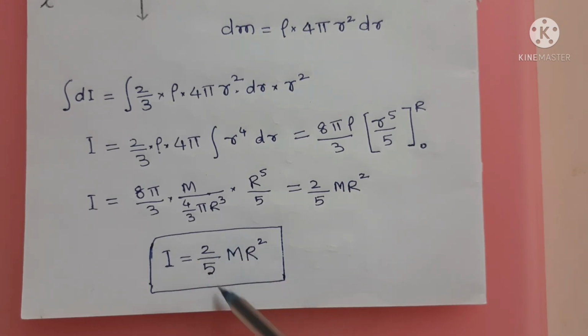I equal to 2 by 5 mr square. So the moment of inertia of a solid sphere, you understood. Okay, practice 2 to 3 times. It will become easier for you. Practice makes everybody perfect. So keep practicing the problems.